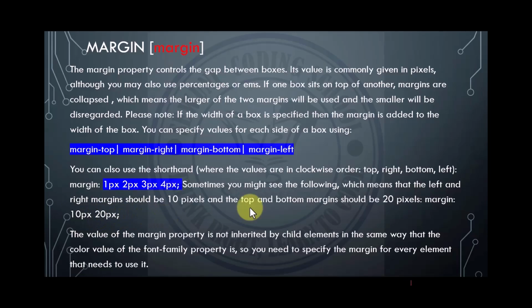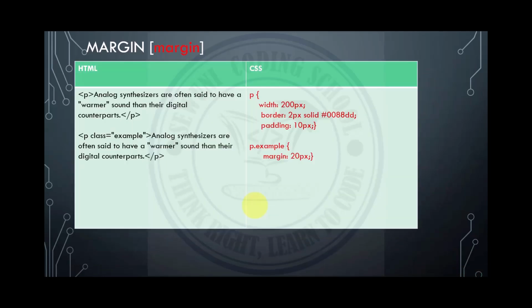So the first one indicates the top and then the bottom, whilst the second one indicates the right and left. And again, just like padding, child elements do not inherit. It doesn't inherit the property of its parent element. This is what I'm going to use to explain the margin.